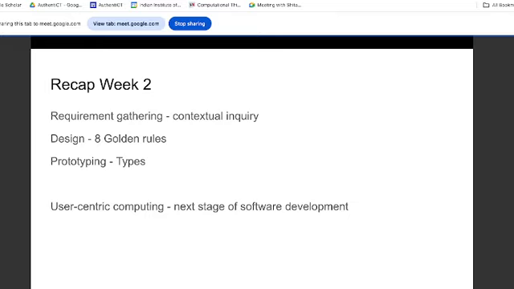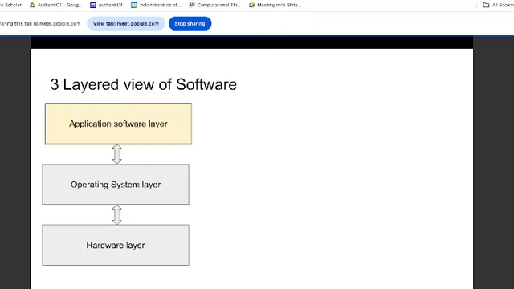So we'll talk about the layers of software and what user-centric computing does to these layers. There are three layers in the layered view of software. At the top level, there is the application software layer. Take the example of any application that you use on your phone or in your physical environment. Think about the application software layer as the interface through which we interact with the product, and the software that controls that product. Then below that layer come the operating system layer and the hardware layer.